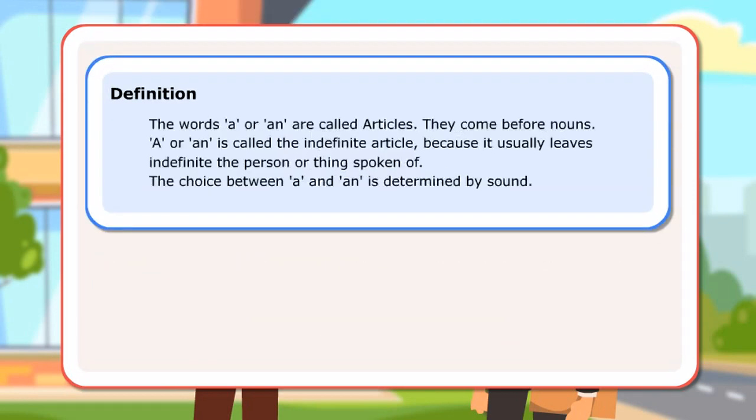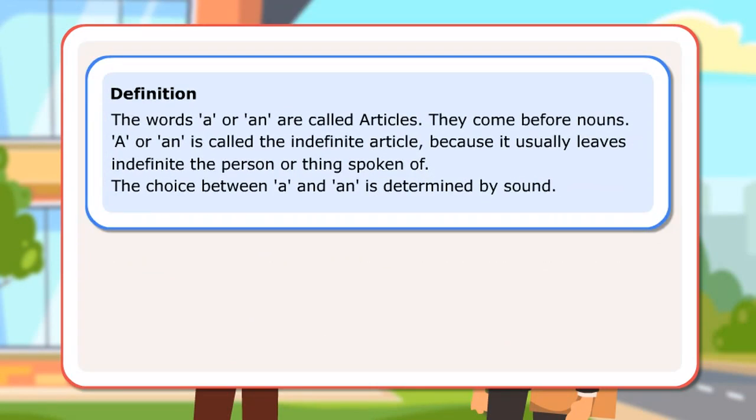Definition. The words a or an are called articles. They come before nouns. A or an is called the indefinite article because it usually leaves indefinite the person or thing spoken of. The choice between a and an is determined by sound.